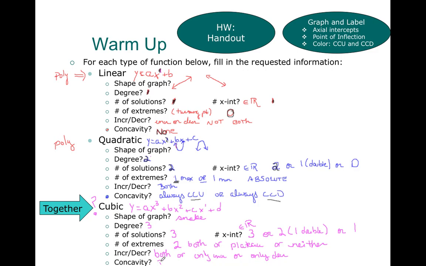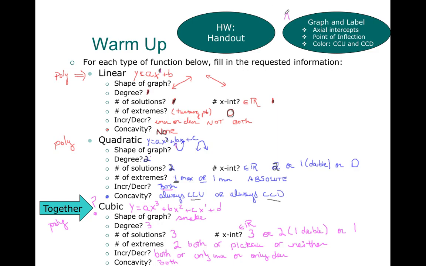Concavity: every cubic function has both types of concavity, concave up and concave down. Notice for quadratics, every quadratic both increases and decreases, but only has one type of concavity. So a cubic function is also a polynomial. Polynomial functions is a very, very large family. Linear functions are the first type of polynomial, quadratics are the second, and cubics are the third.